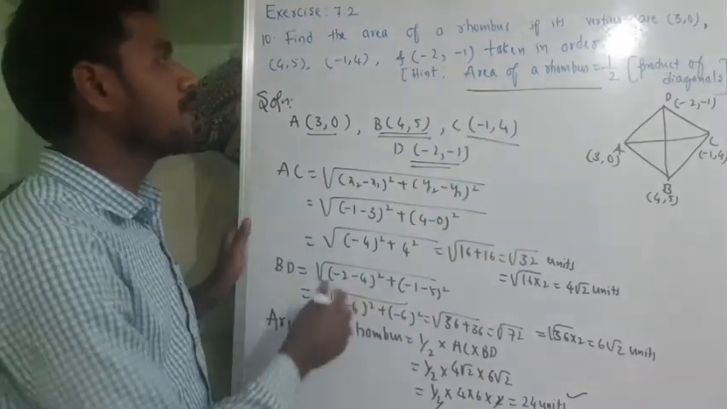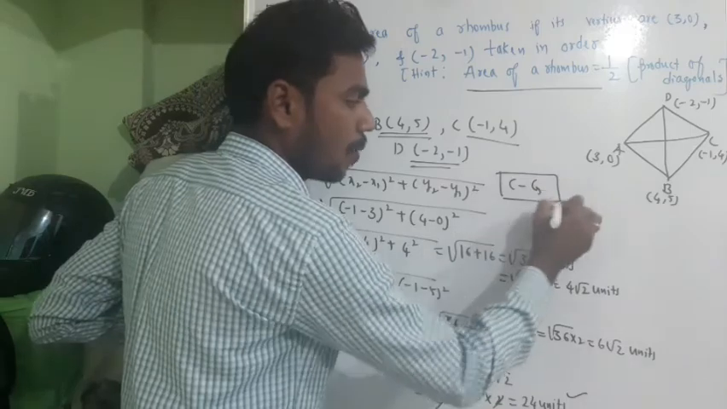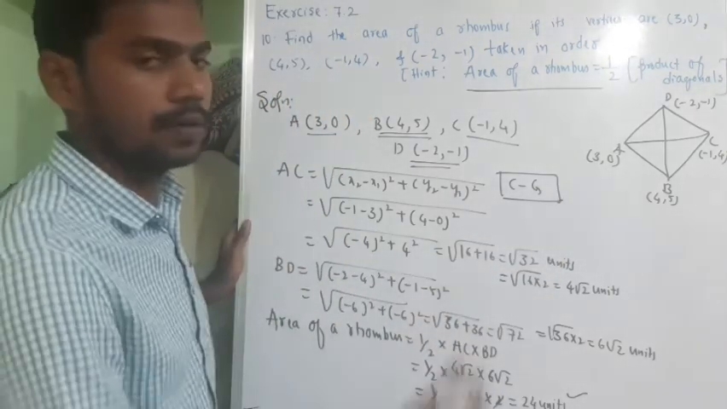Please note this down. This concludes your coordinate geometry, and exercise 7.3 is not there for your syllabus. Please note this. Thank you.